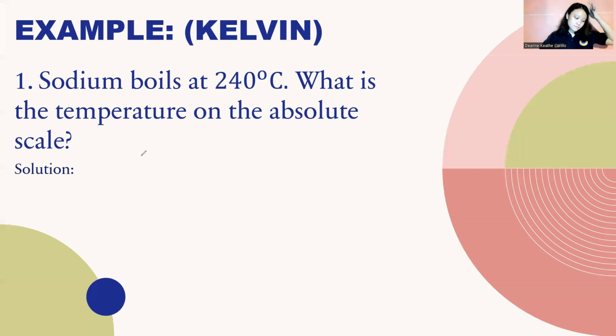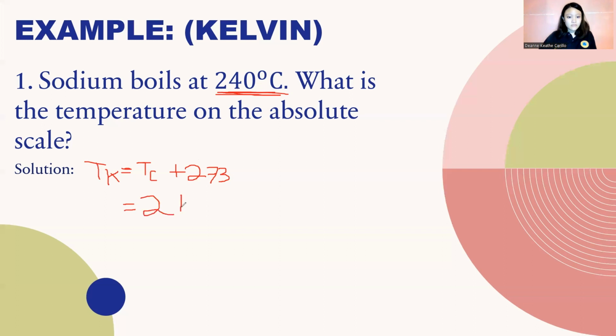Now, let's proceed. It's super easy, guys. All we have to do is memorize the formula and also find the given for temperature Celsius, temperature Kelvin, temperature Rankine, and temperature Fahrenheit in a certain question. Now let's proceed to the next step. Our given for temperature Celsius is 240.